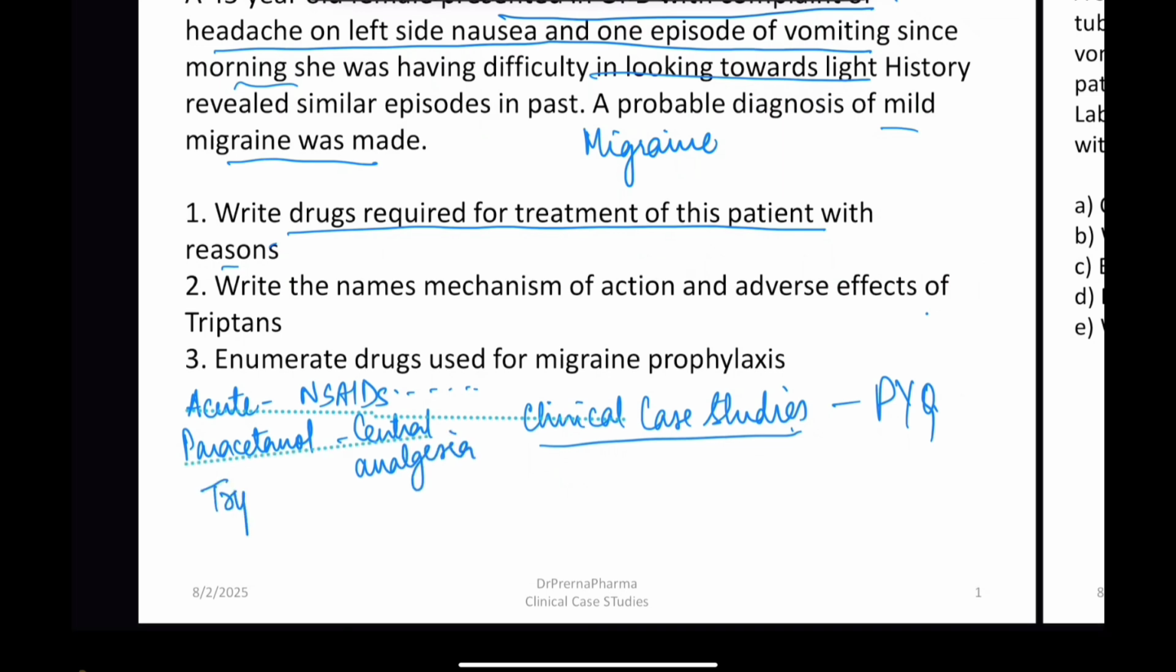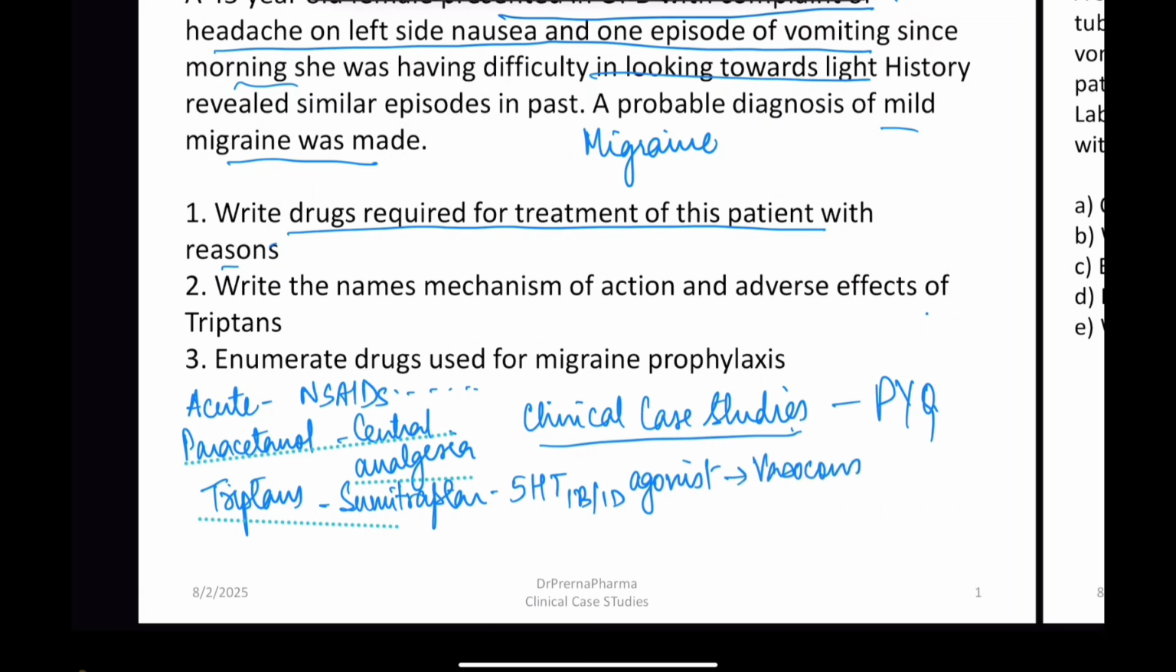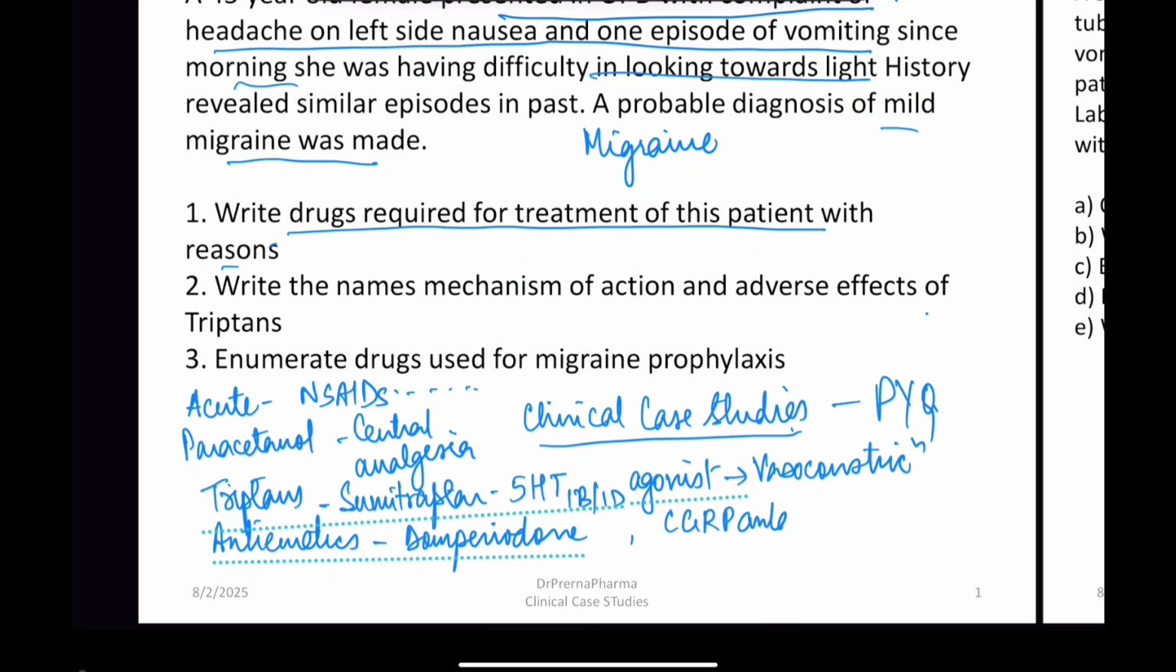Then we have triptans. So triptans are ones like sumatriptan. Sumatriptan is basically a 5-HT 1B, 1D agonist, right? And they cause vasoconstriction and they inhibit the migraine. Then you will give some antiemetics. You will write about antiemetics, like domperidone, which is given for relief from the vomiting. And then you have CGRP antagonists, because migraine is said to be a disease of inflammation. So CGRP antagonists are said to inhibit the inflammation, and so they are effective in migraine.